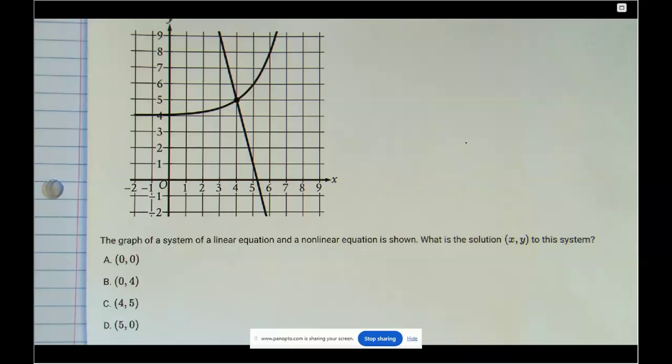You guys, that's a SAT question. That's in the advanced math section, and you can absolutely do it. So don't freak out when you see SAT questions. Be like, oh, I know what the solution is. It's where they cross. So it's 4, 5. Let me show you another one.